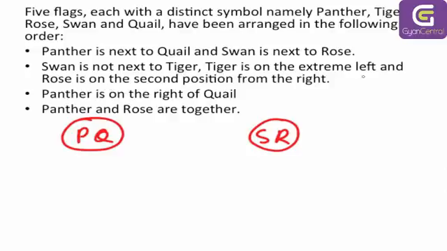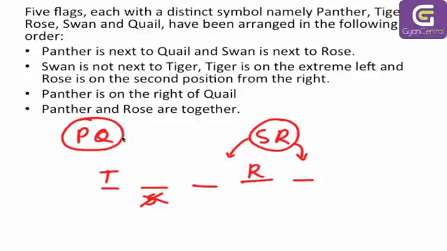Okay. Tiger is on the extreme left. So let me draw my 5 here now. 1, 2, 3, 4, 5. Tiger is to the extreme left. Swan cannot come at this position. So I'm just writing down S and crossing it so that I remember. Rose is on the second position from the right. So rose is here. Now S can come either at this position or at this position. R is already here. Which position will S take?